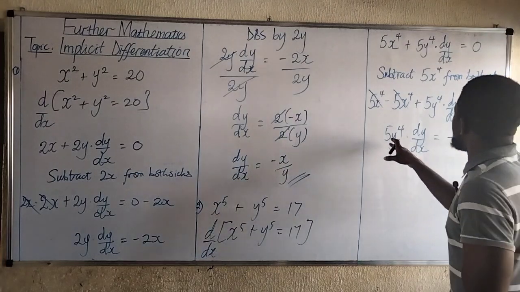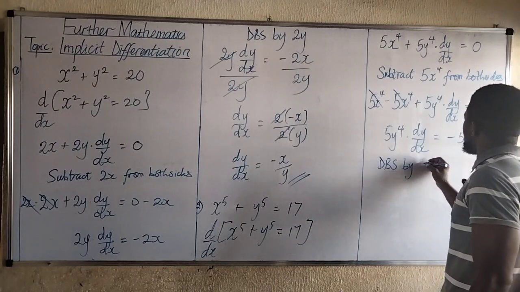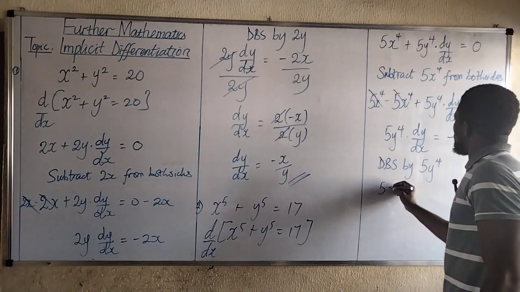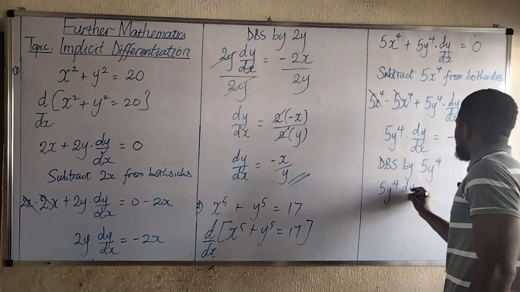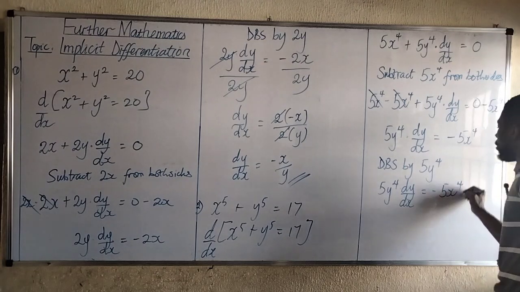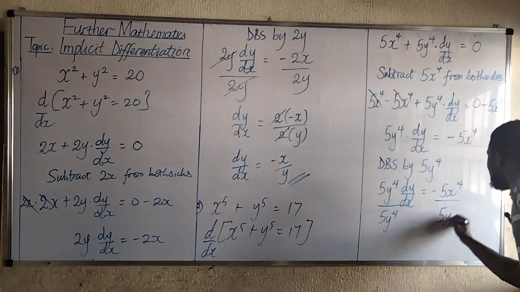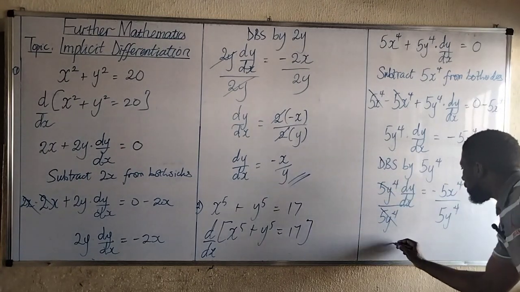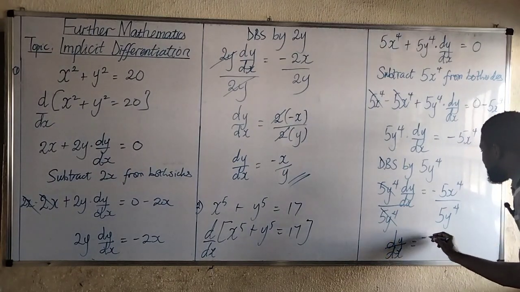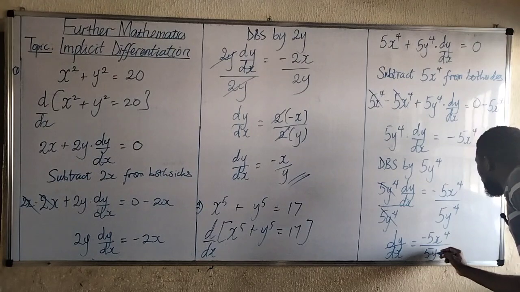Next is to divide both sides by 5y raised to the power 4. So this will now be 5y raised to the power 4 dy over dx equal to negative 5x raised to the power 4. Here being divided by 5y raised to the power 4, here being divided by 5y raised to the power 4. So this will cancel out. Our dy with respect to dx will now be negative 5x raised to the power 4 all over 5y raised to the power 4.